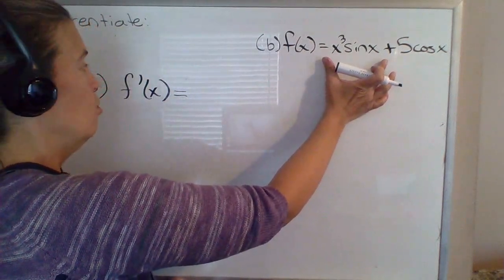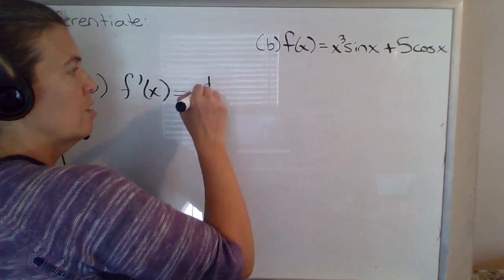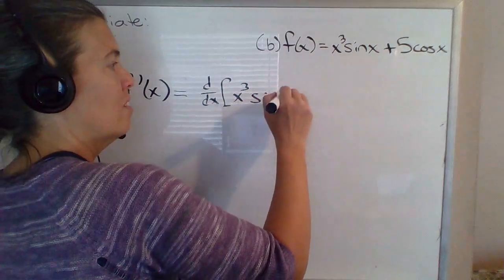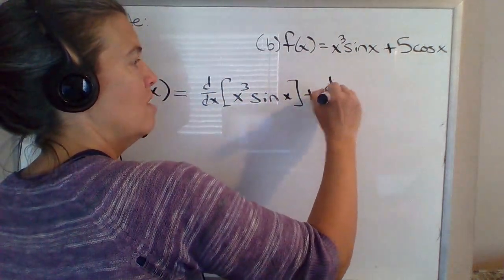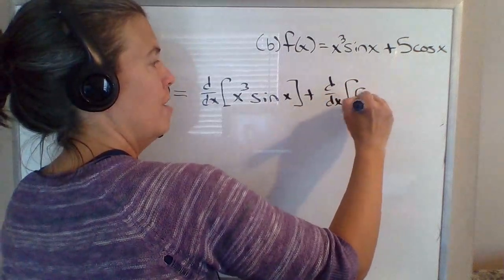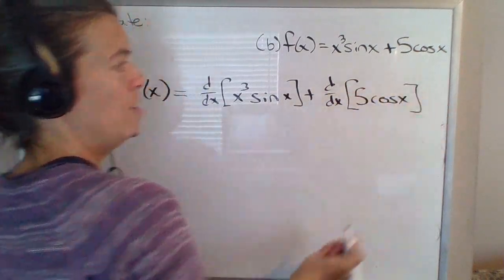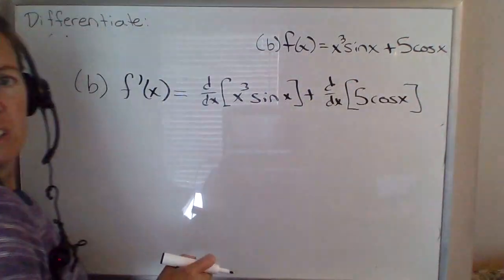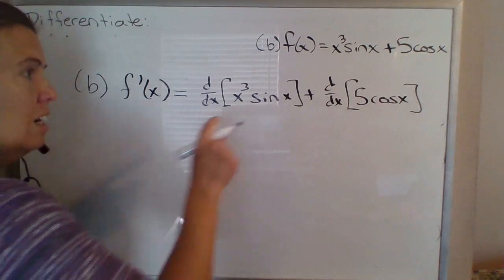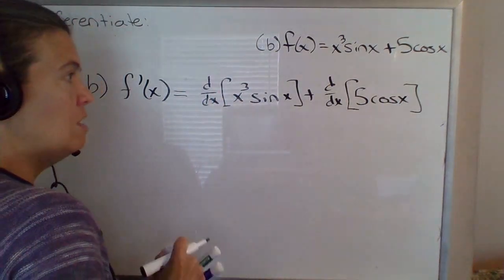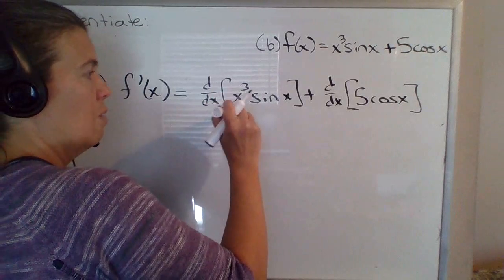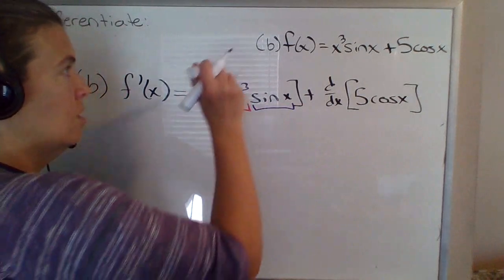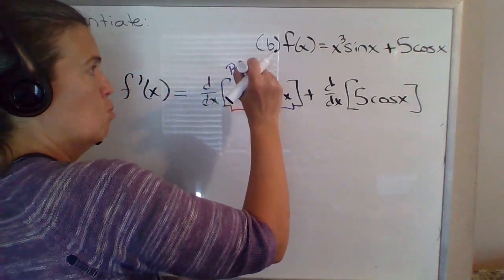First, we want to take the derivative of, and maybe I'm going to write this notation. First, we want to take the derivative of x cubed times sine x, and then we want to take the derivative of 5 cosine x. And there's a property of derivatives that says if we take the derivative of a sum, we can just take derivative of the first part plus derivative of the second part. So that's what I'm denoting here. Now, when you take the derivative of this, you need the product rule, because we've got one function, x cubed, times another function, sine x. So we're going to have to use the product rule here.